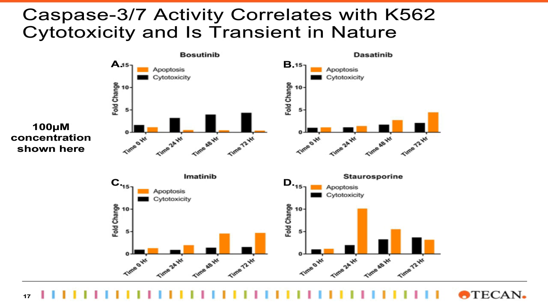So panel B and C show an example of apoptosis emerging at 48 hours and later, whereas panel D, our staurosporine compound, we see apoptosis emerge at 24 hours and then less apoptosis as time goes on. So really here what we're showing in addition is the transient nature again of that caspase 3-7 detection as demonstrated by panel A and panel D, where caspase activity is detected and then at later time points less of that activity is detected.